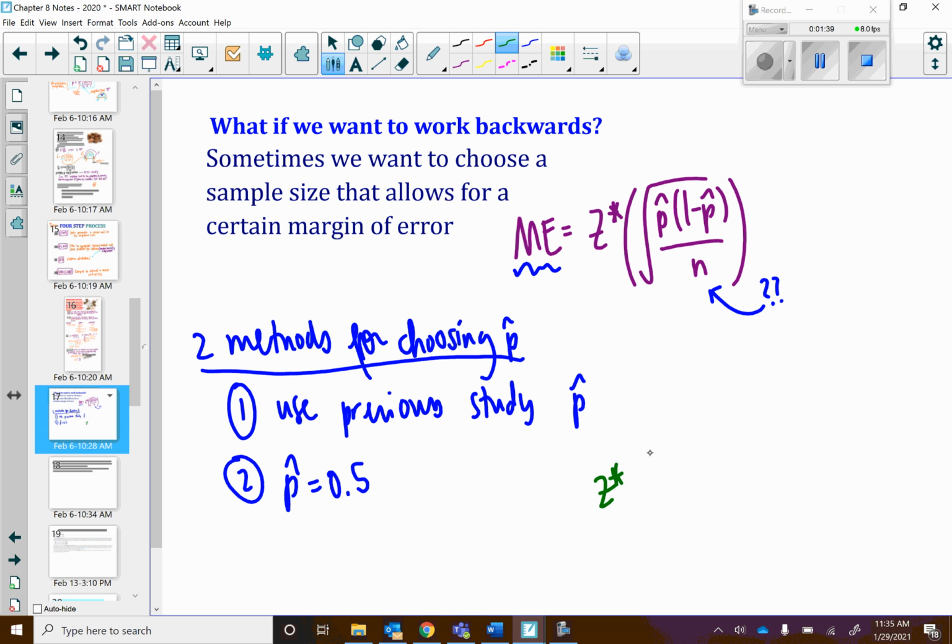So z star times the square root of p-hat times 1 minus p-hat over n. And if we want a specific margin of error, we say that is less than or equal to the margin of error that they give us. We set this up and then solve for n. So let's see this in action.